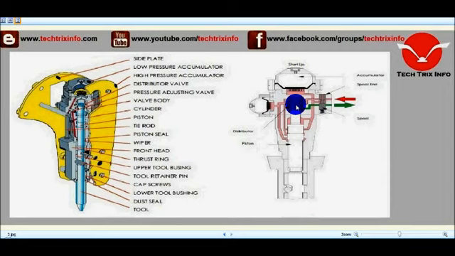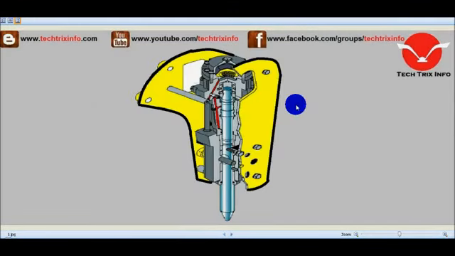So I believe you got a small idea about the rock breaker, and the internal components.